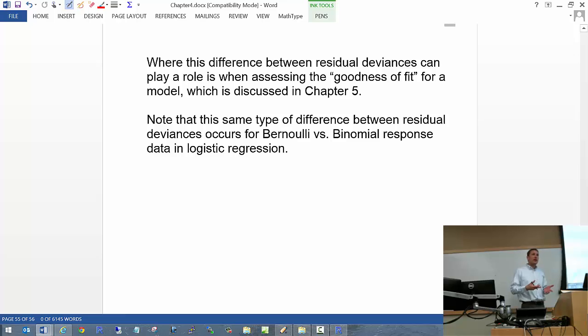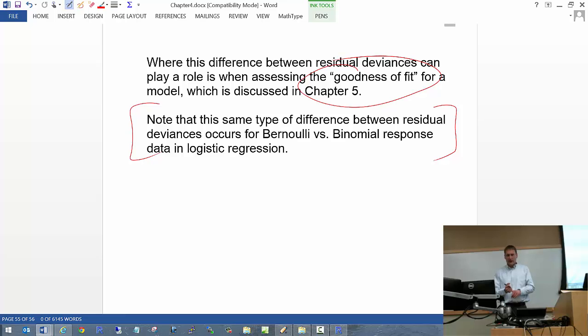Where the differences can matter some is in chapter 5, when we try to evaluate the overall goodness of fit of our model, in terms of how good our model is. Then this can matter some, and we'll address that in chapter 5. Do note that if you remember with the place kicking data set, when we just had distance itself as an explanatory variable, we looked at both a Bernoulli format and a binomial format of our data. The residual deviances of those two models will be different, just like what we had here. The key, though, is that if I were to test the importance of distance, I'll get exactly the same negative 2 log lambda.